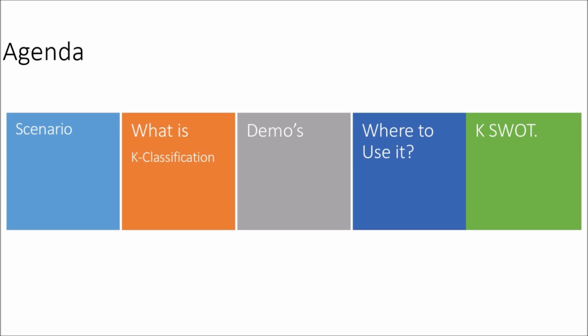And then I'm going to walk through certain demos around the R object model. So I may start with the demo side of the R object model, and then I'm going to talk about where you're really going to be using K classification. And last, I'm going to leave everybody with a note on the K SWOT.